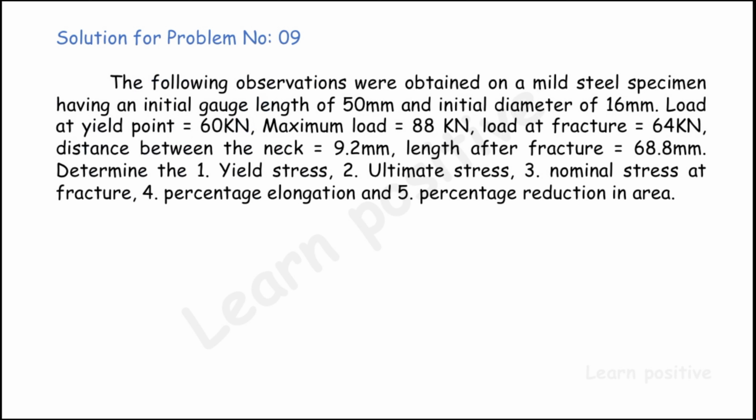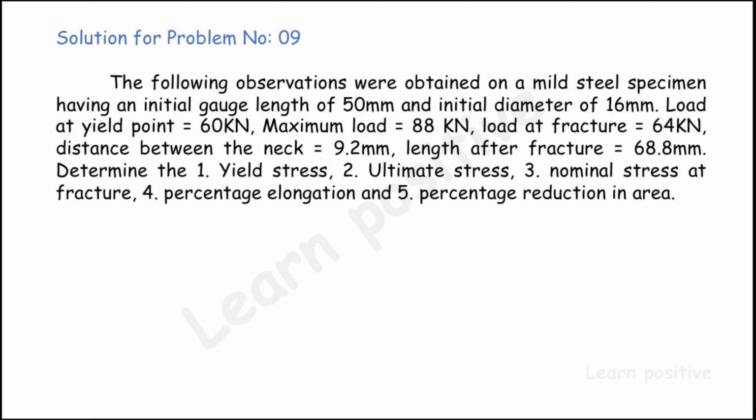These are the given data, and now I am going to explain. They are using a mild steel specimen in a UTM, the universal testing machine. The mild steel specimen dimension is 50 mm length and 16 mm diameter rod. So they are using the specimen, and now they are going to apply the load on that.